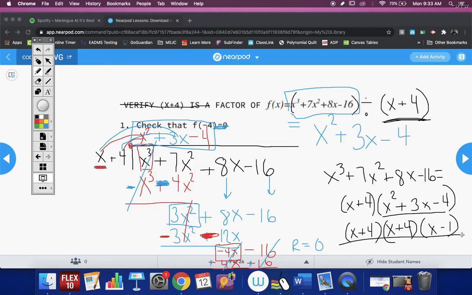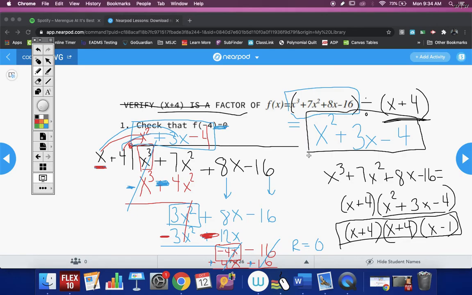So that's maybe 3 things we could be asked to do. We could be asked to just verify. Boom, plug it in. We found that it was 0. We could be asked to just divide. Do your long division, divide through, and we get our answer. Our quotient is x squared plus 3x minus 4.